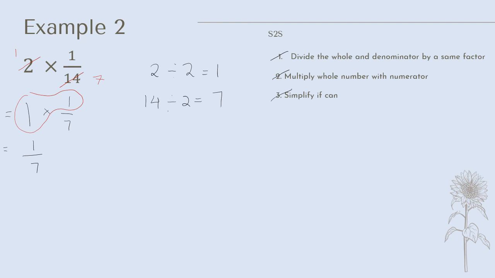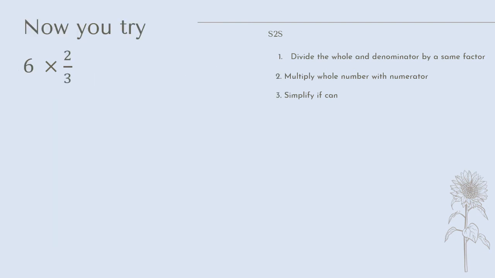Now it's time for you to try 6 wholes times 2 out of 3. Follow the S to S: divide the whole and the denominator by a common factor first. That's the cancelling part. Then bring down whatever numbers you've got after you have cancelled both the whole and the denominator, and then multiply the whole number with the numerator and simplify if you can.